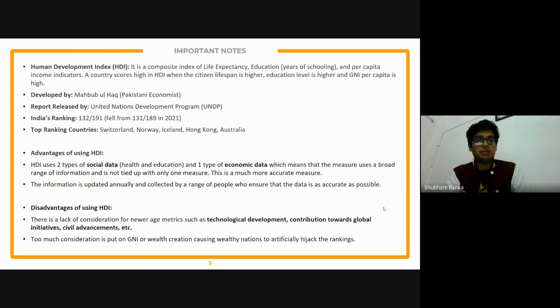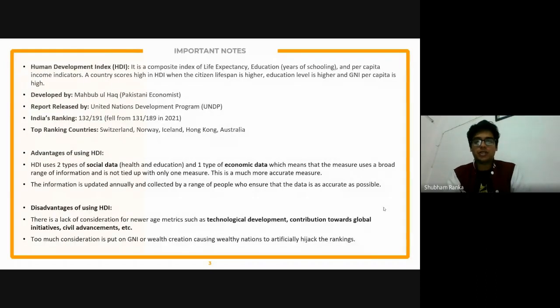Again, you don't need to remember these rankings by heart. You can just say we rank around 130th out of 190 countries, right? That is also a good enough metric for them. It's just about the confidence level that you exude and the ballpark number that you give out. That is more important. And the top countries here are again Switzerland, Norway, Iceland, Hong Kong, Australia.